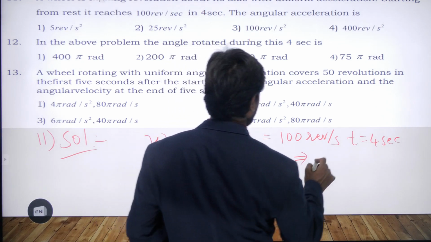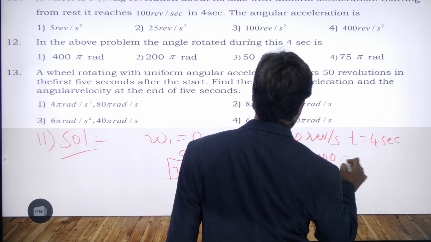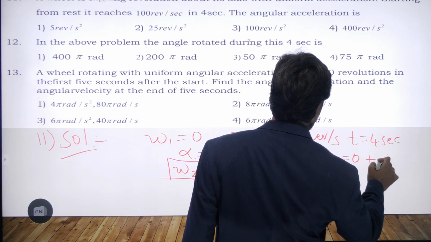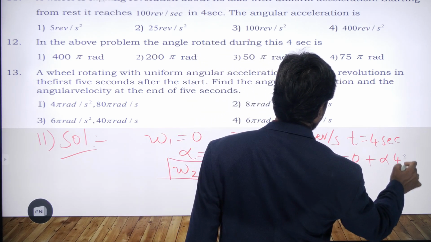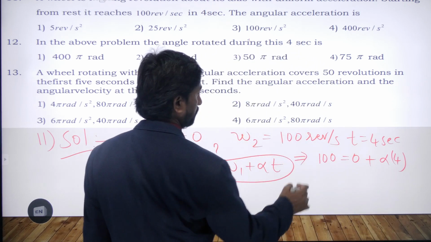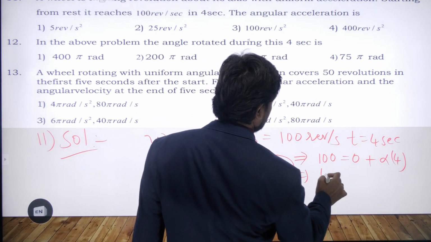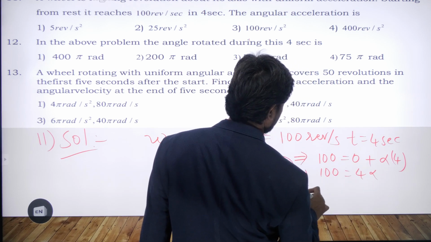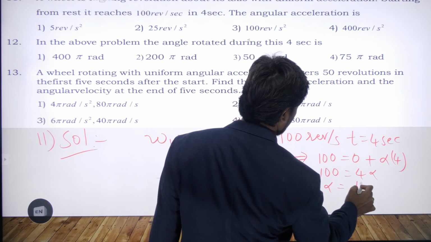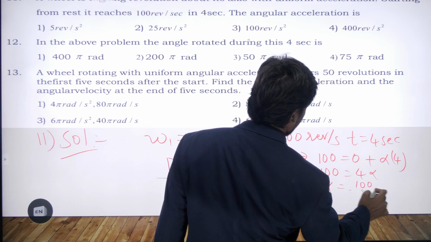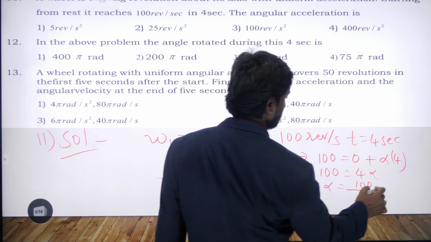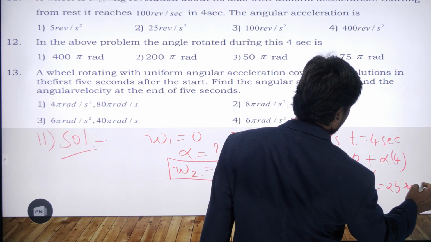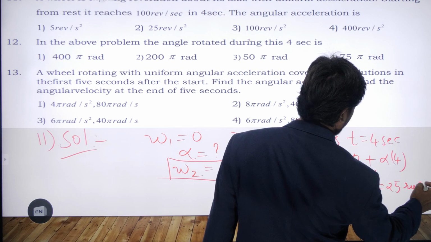So omega 2 is given as 100. 100 is equal to omega 1, which is 0, plus alpha, which we need to find, times t, which is given as 4. So 100 is equal to 4 into alpha. From this, alpha is equal to 100 by 4, which is 25 revolutions per second square.